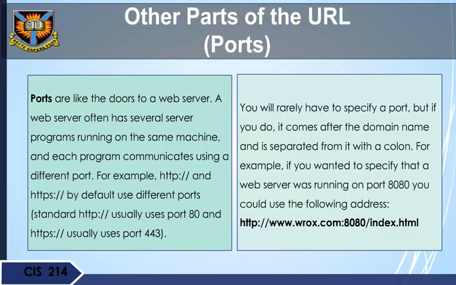Standard HTTP usually uses port 80 and HTTPS usually uses port 443. You will rarely have to specify a port, but if you do, it comes after the domain name and is separated from it with a colon. For example, if you wanted to specify that a web server was running on port 8080, you could use the following address: http://www.rocks.com:8080/index.html.